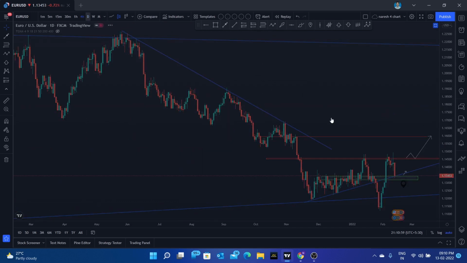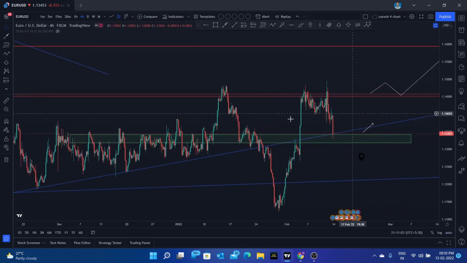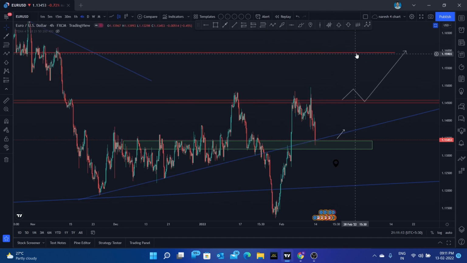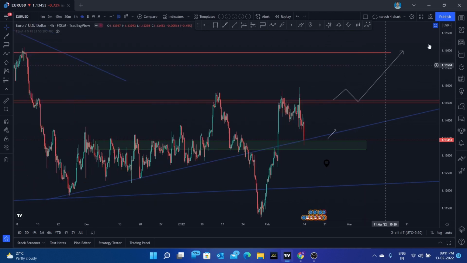And your first target would be here. So your first target would be here guys, and if it is breaking this area and taking some kind of retest, you can even go for this target as well guys. So EURUSD, we are looking long on EURUSD this week guys, so that would be for EURUSD.